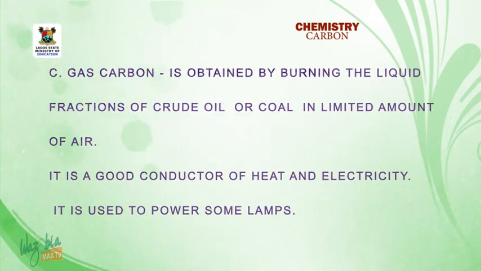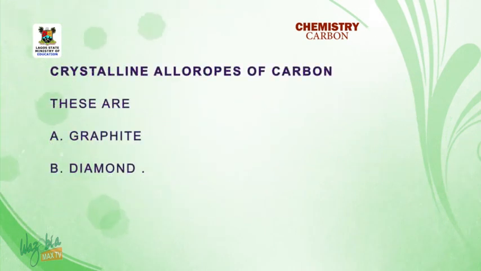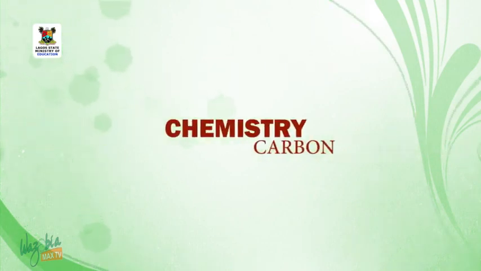Now let's talk about crystalline allotropes of carbon. These are A, graphite, and B, diamond. They are the true allotropes of carbon. We will time out here and come back again.